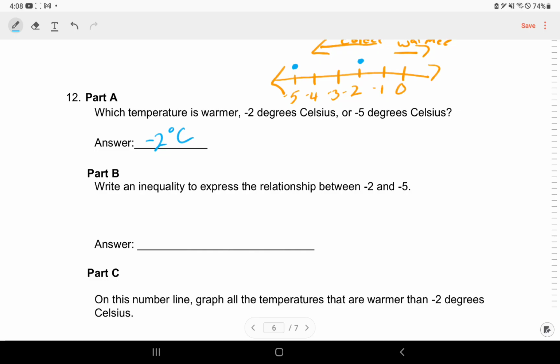Now write an inequality to express the relationship between -2 and -5. Well, -2 is greater than -5. Or -5 is less than -2. Either way.